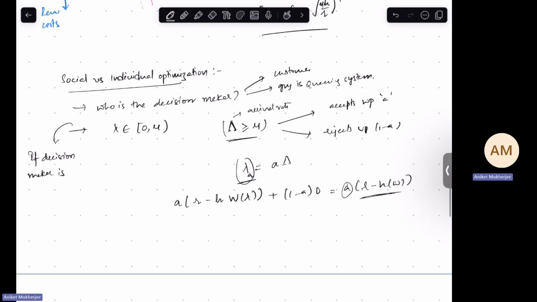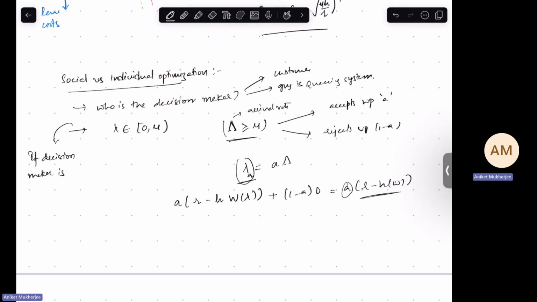But the second question that we have answered right now takes into consideration that the decision maker is the guy who's running the queuing system and not the customer. But it could also be possible. The question is, could the customer also be the decision maker? The customer comes, and with some probability he decides to go into this queue and get served, or with probability 1 minus A he doesn't get served. Now, how should the decision be made? Should it be social or should it be individual?